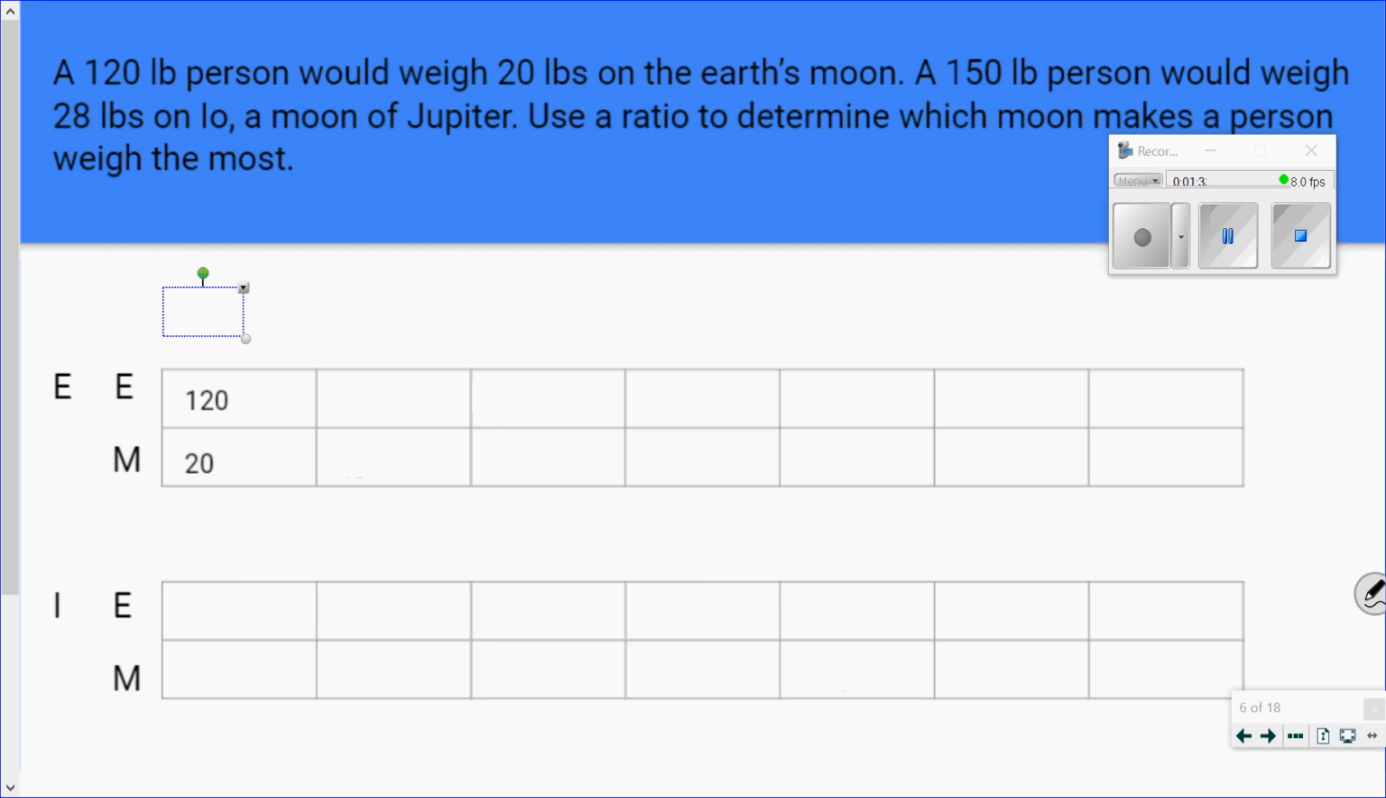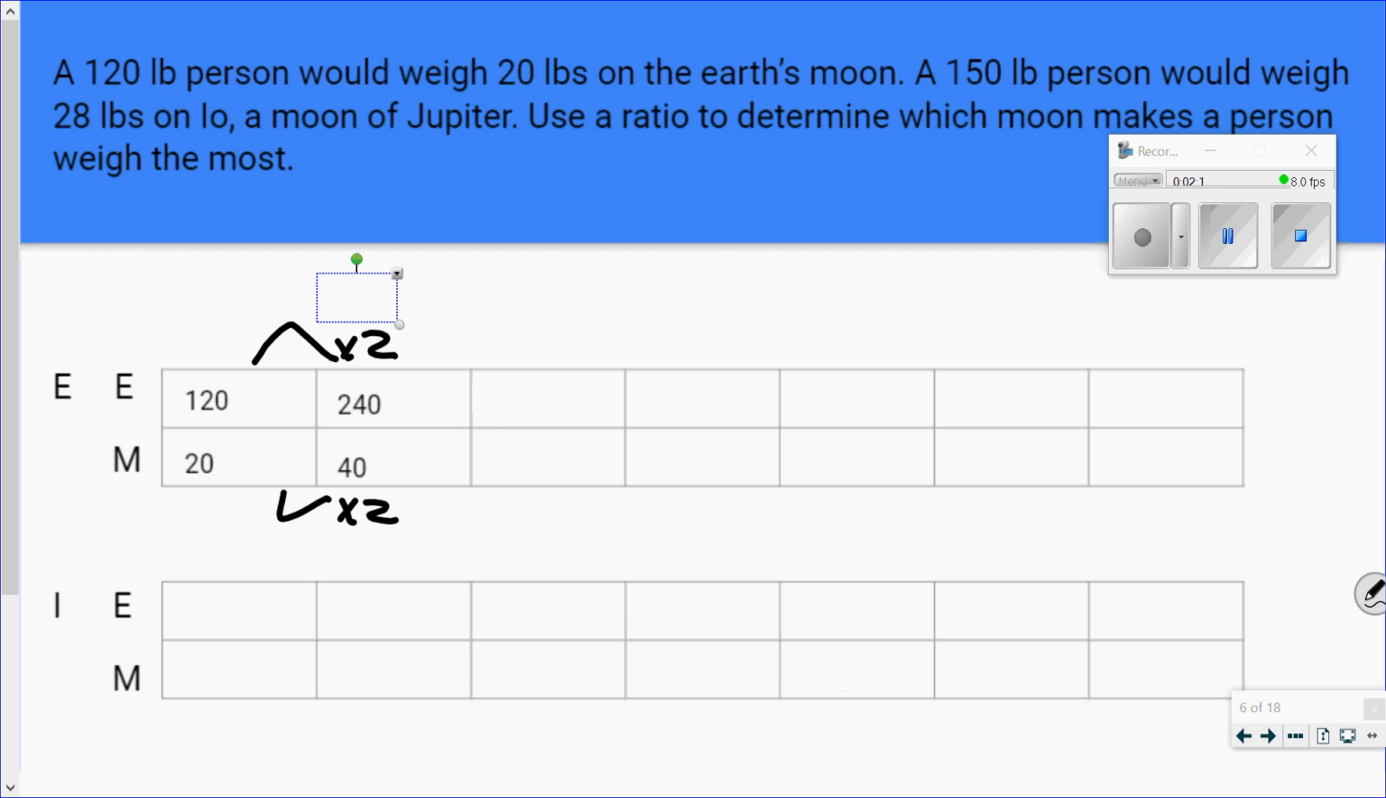What's up, Wyatt? This is the Earth's moon, this is Io's moon. All right, so the next value, what can we get for the next one? What do you got, Parker? 240 on Earth and 40 on the moon. There you go. How'd you get that? I just multiplied. Okay, so he went this way. So he's doing the multiplicative method.